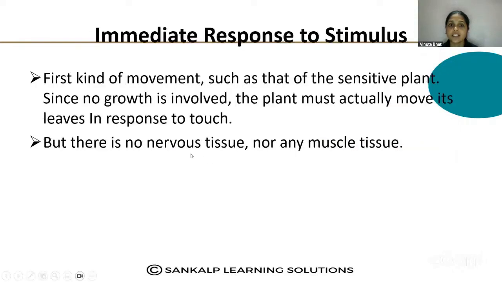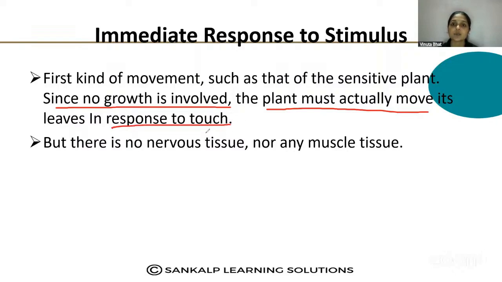Here, immediate response to the stimulus. So here, we have seen the first kind of movement. That is when we touch the touch-me-not plant, the leaves of the touch-me-not plant bend. The growth is not involved in this movement. Since no growth is involved, the plant must actually move its leaves in response to the touch.